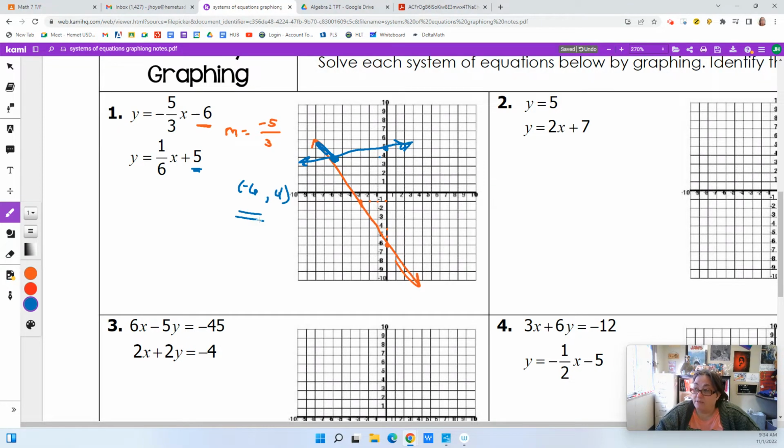That is my one solution. Does that make a little bit of sense?